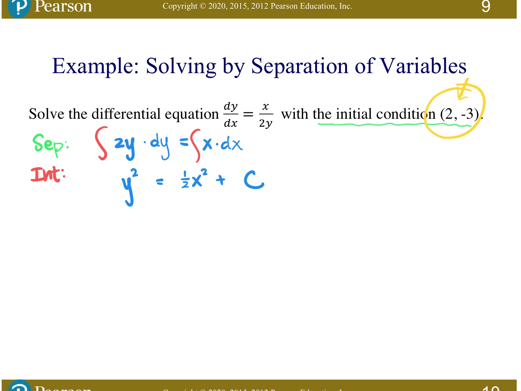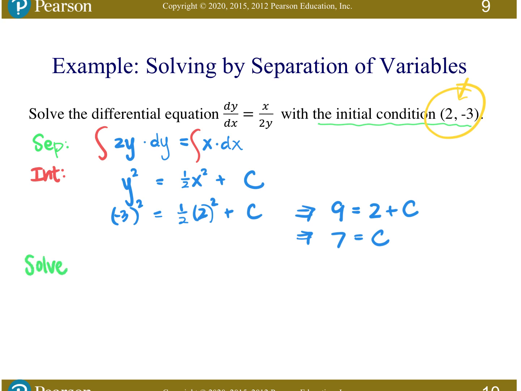of my plus c. So I drop -3 as my y value and square it, and then I put 2 as my x value and square it, and that's going to help me figure out what c is. So that leads to 9 being equal to what plus c? 2 plus c. So therefore, c must be equal to 7. Then my last algebraic step is to solve. So y squared is equal to 1/2 x squared plus the specific constant of 7.